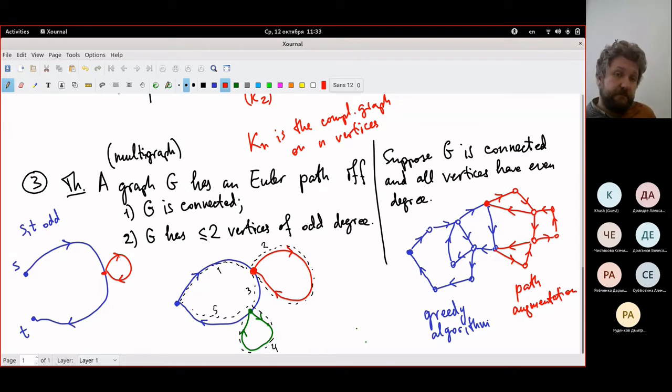If you apply this algorithm, you find the Euler path. If you know that the conditions are satisfied, you can construct it, so this is an algorithmic existence proof. The proof gives you an explicit algorithm of constructing the path or the cycle, so it's okay, right? So we learned one more algorithm on graphs.